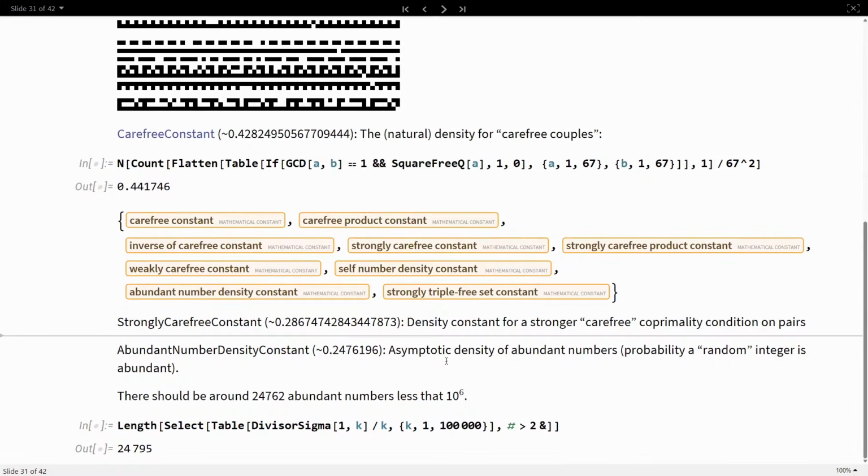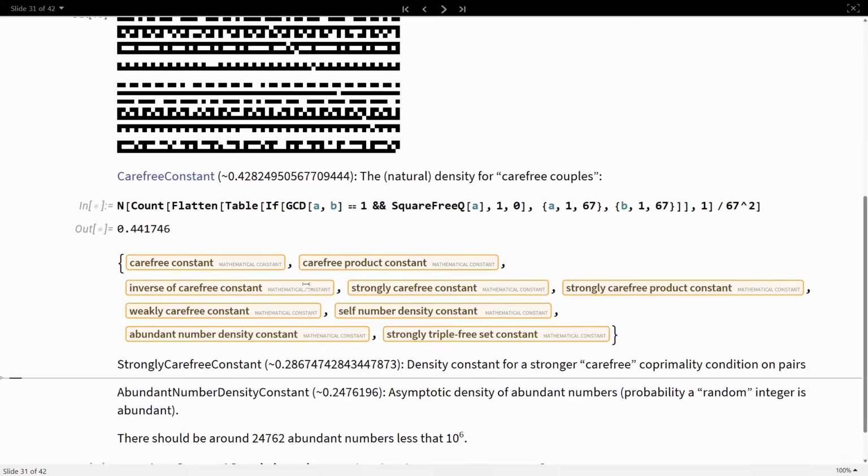Let's see. The abundant numbers constant is the density of values where the sum of the divisors is greater than the number itself. That is what an abundant number is. So with this constant, we can predict that less than 10 to the 6th, there are that many abundant numbers. And when we do the calculation, we see that we get more than that: 795 instead of 762. But that's still reasonably close. So that's how the abundant number density constant works.